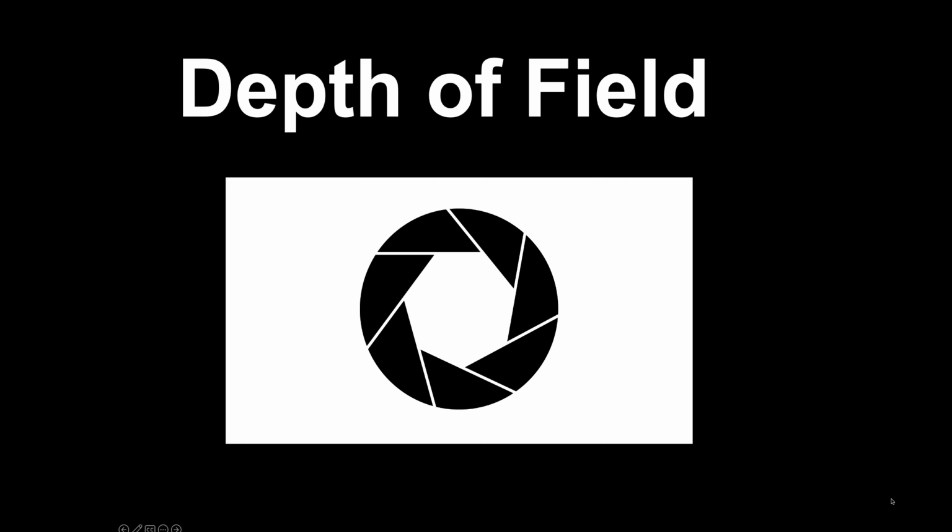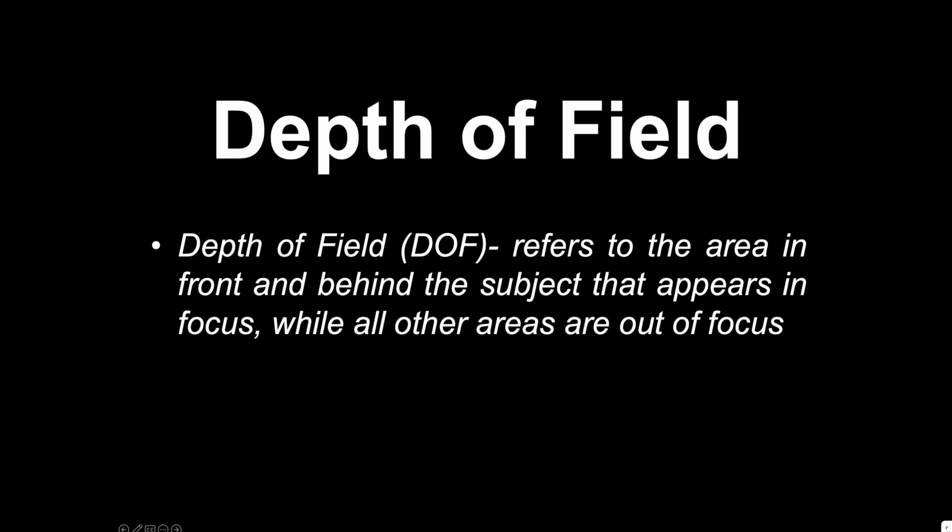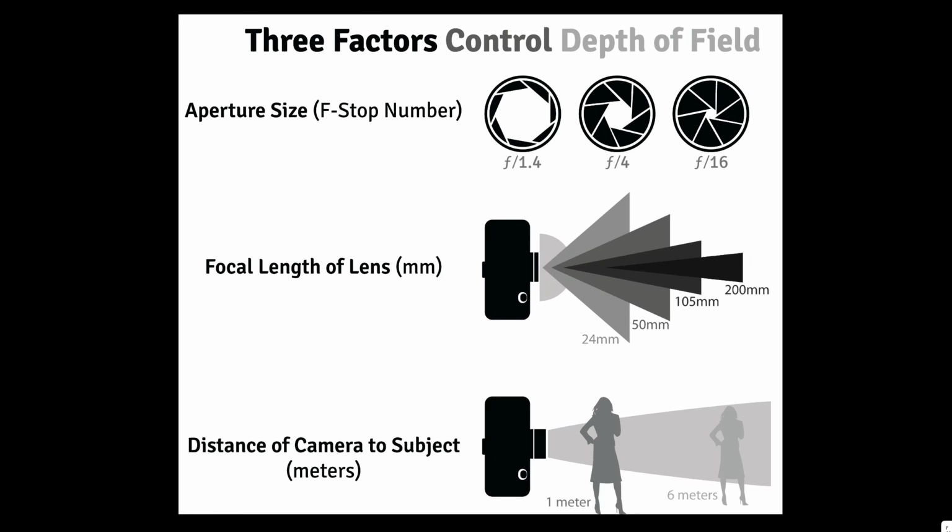Technical basics. Depth of field. Depth of field refers to the area in front of and behind the subject that appears in focus, while all other areas are out of focus. The three factors that control depth of field are aperture, focal length of the lens, and the distance from the camera to the subject.